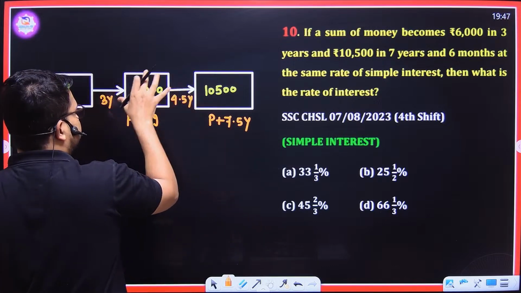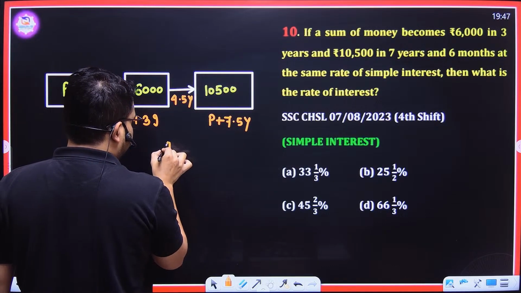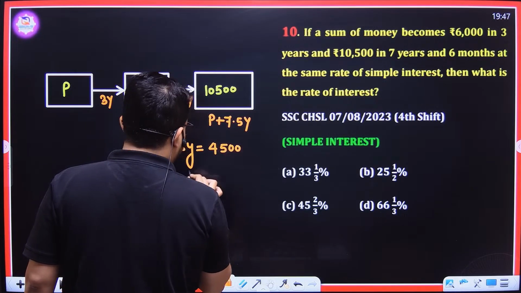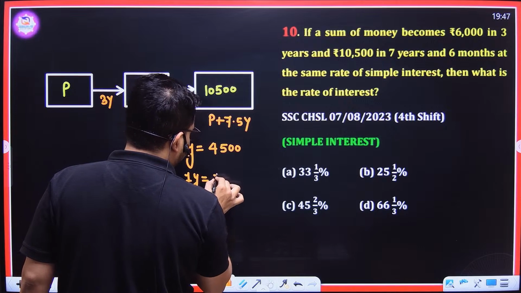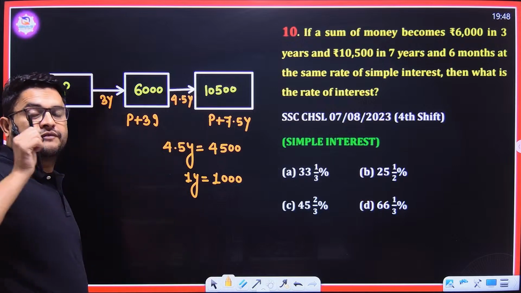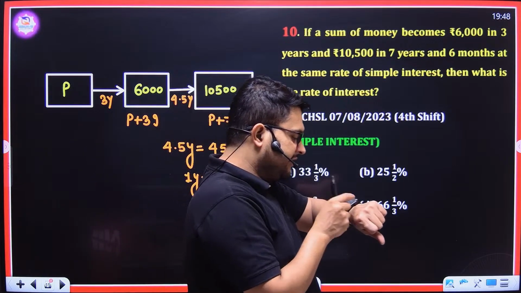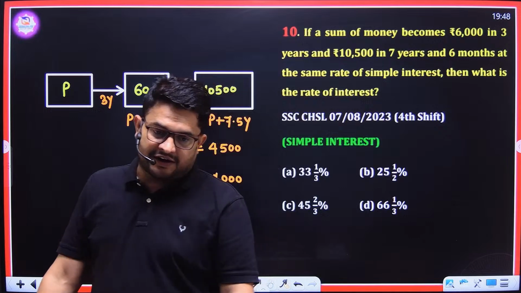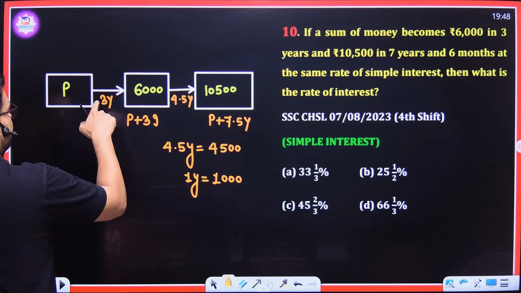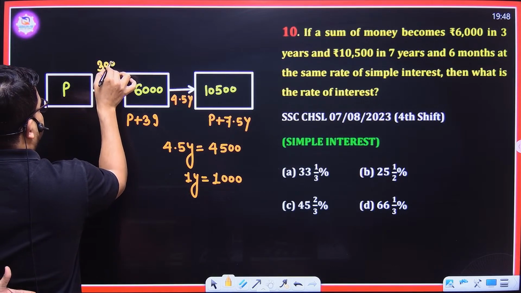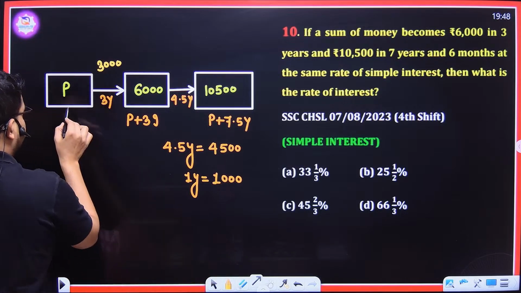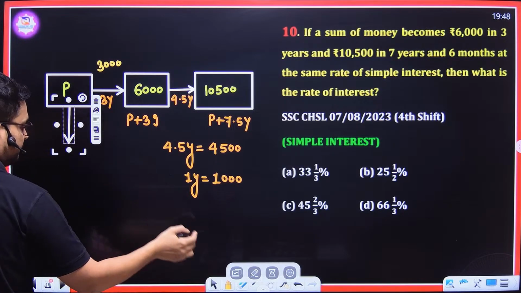If I subtract this number from this number, then I have 4.5-year interest, which is equal to 4,500. I have to calculate 1-year interest, which is equal to 1,000. To calculate the rate of interest in simple interest, we have to calculate the principal first. We have 1-year interest equal to 1,000, then 3-year interest is equal to 3,000. Principal plus 3,000 interest equals 6,000, so my principal would be 3,000. Why? Because 3,000 plus 3,000 makes 6,000.